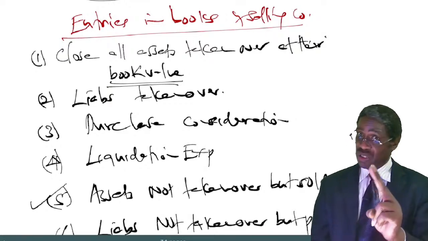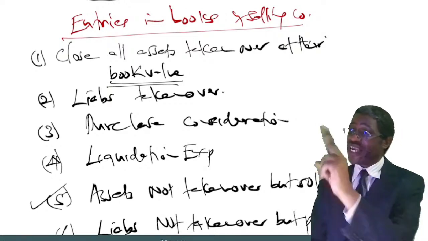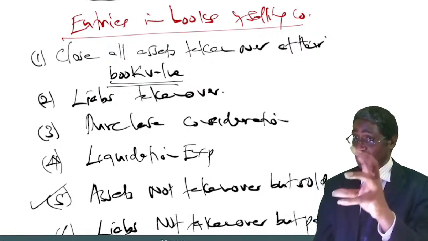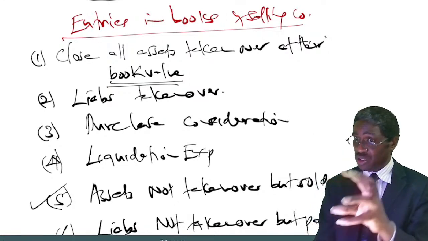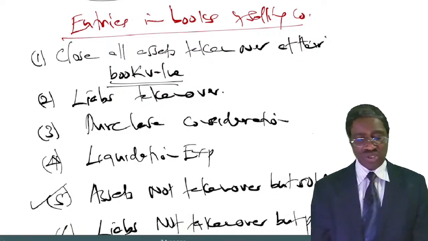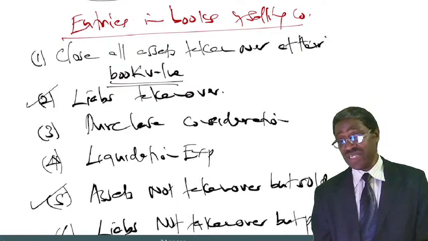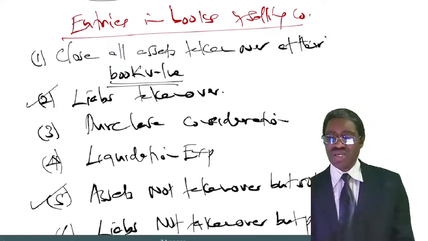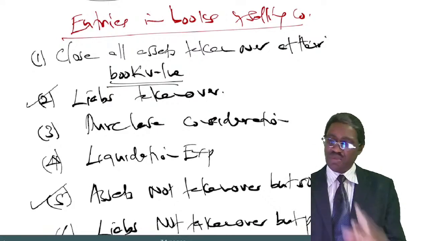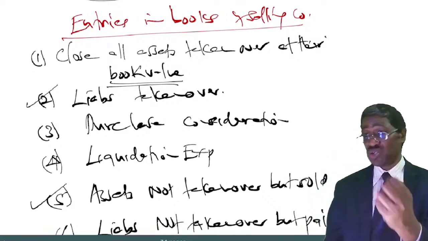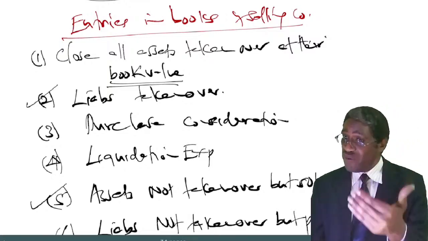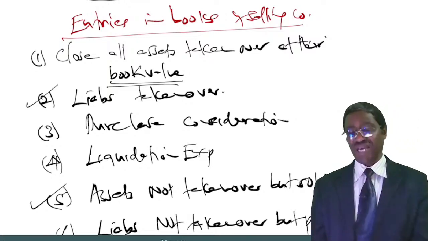Two, with liabilities taken over, you close them again to the realization account. You debit liability, credit realization. That was number 2. Three, with the purchase consideration, you create an account by the name of the purchasing company, whatever name the question will give you. I'm assuming company B: debit B Limited, credit realization.